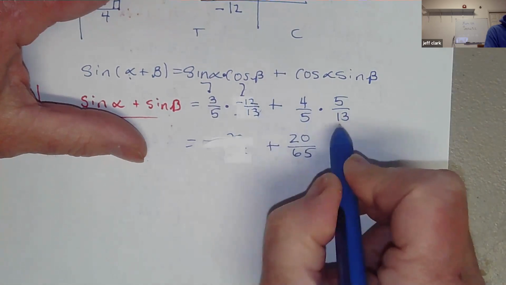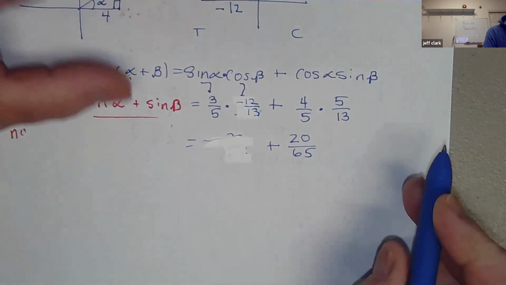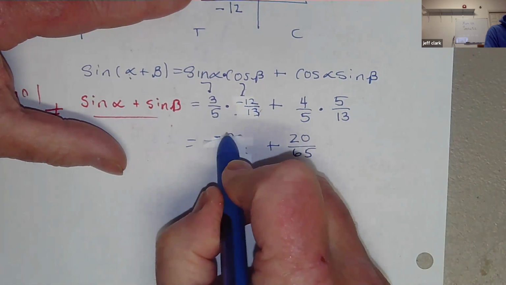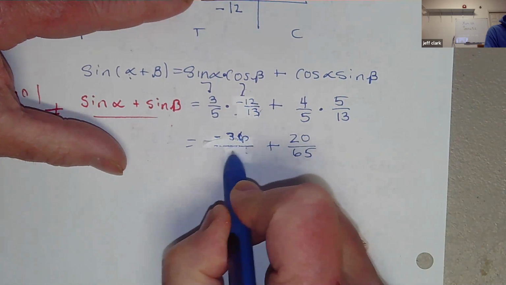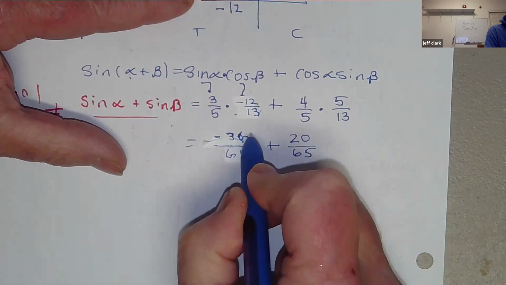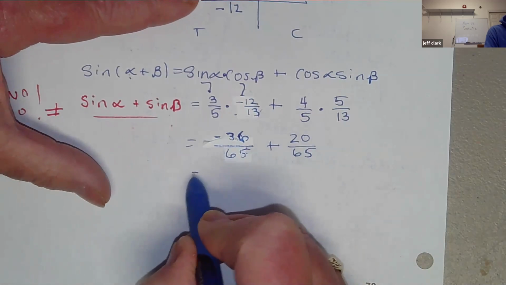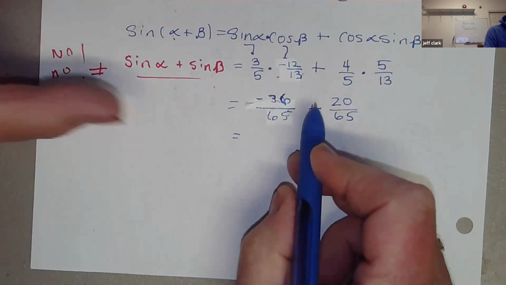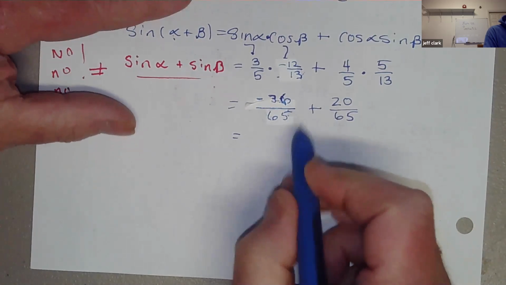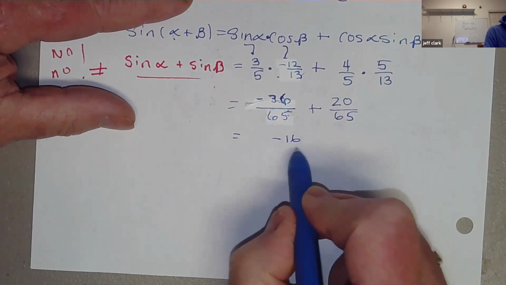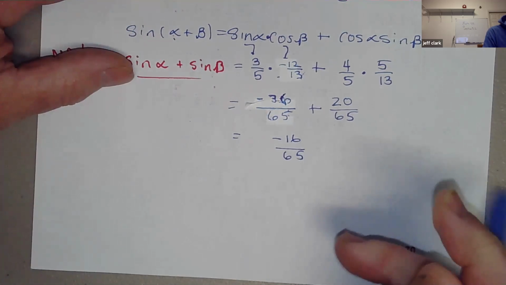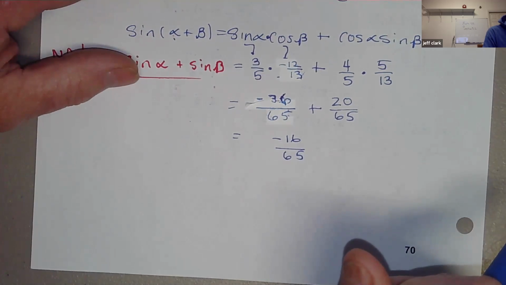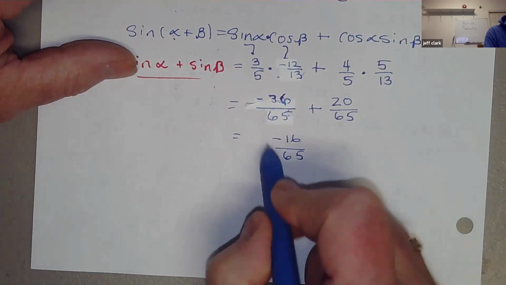Yeah, that makes sense because the denominators will be the same, so much easier anyway. Minus 36, that's a 6, all over 65. Okay, so subtract that, if I did that one right. Minus 16 over 65. It looks right. Reduce that if you can. Don't think I can. Yeah, I can't. That's it.